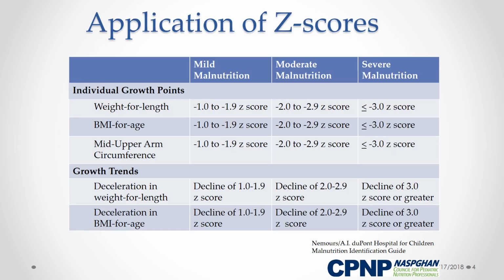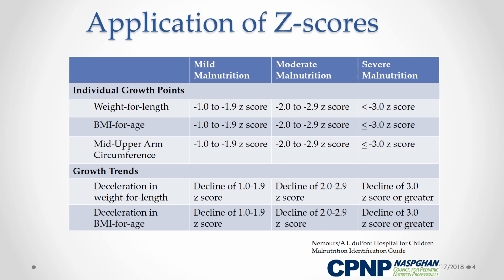So how do we apply Z-scores in identifying and classifying malnutrition? Z-scores for individual growth points or for growth trends can be used in identifying malnutrition. Growth trends are preferred as they show change over time, but are not always available.